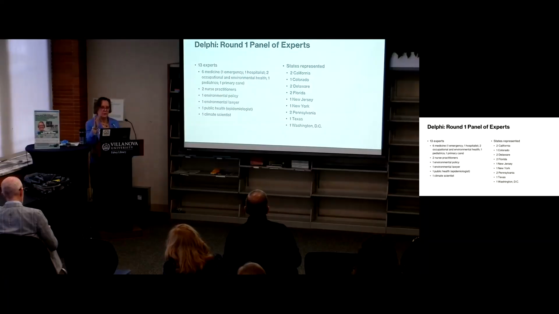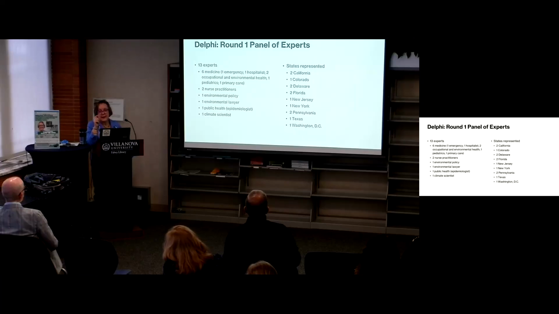And so our first round was 13 experts, and these are their fields. We had 6 in medicine, a variety of areas of medicine, 2 nurse practitioners, 1 in environmental policy, an environmental lawyer, somebody in public health who was an epidemiologist studying climate change, and then a climate scientist. I can't share with you who these people are, because of IRB and all that lovely stuff, but I can guarantee you that these are experts. Like if you were going to pick out a lineup, you would want these people there.